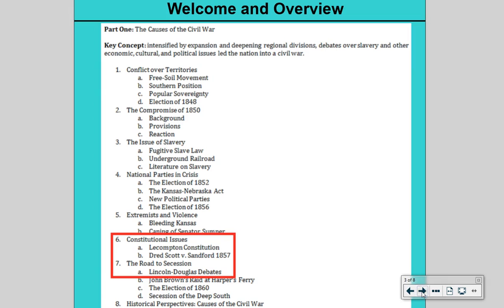Here we are on the outline. Again, Unit 5, Part 1, the causes of the Civil War. We've seen how the Civil War is on the horizon with the conflict over territories and the slavery question, the Compromise of 1850, all of these various issues of slavery, how the parties are in crisis. We've been talking about extremists like John Brown and the caning of Senator Sumner. Now we're going to look at 2 constitutional issues, the Lecompton Constitution and a Supreme Court case, Dred Scott v. Sanford in 1857. And then we'll also see the Lincoln-Douglas debates.